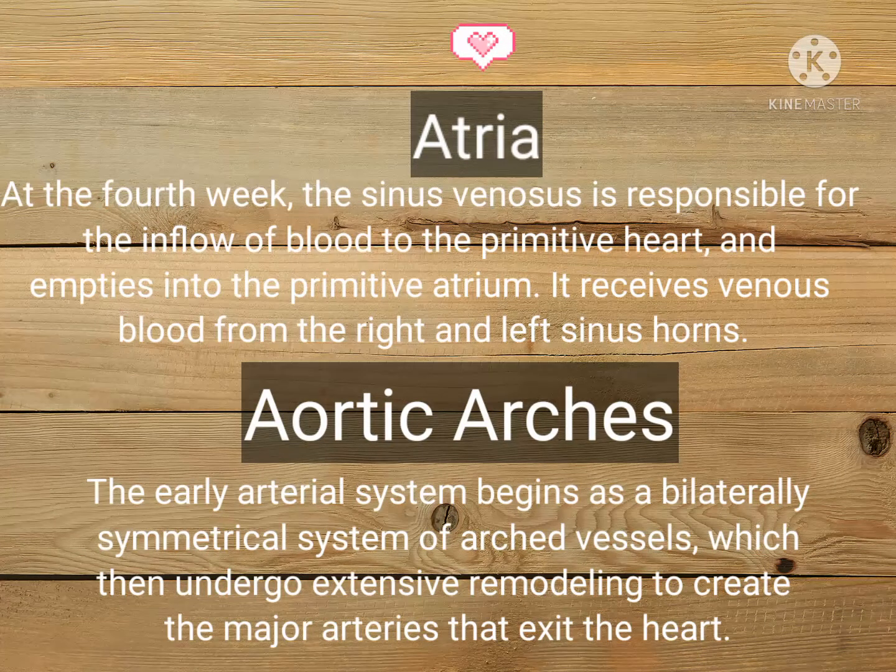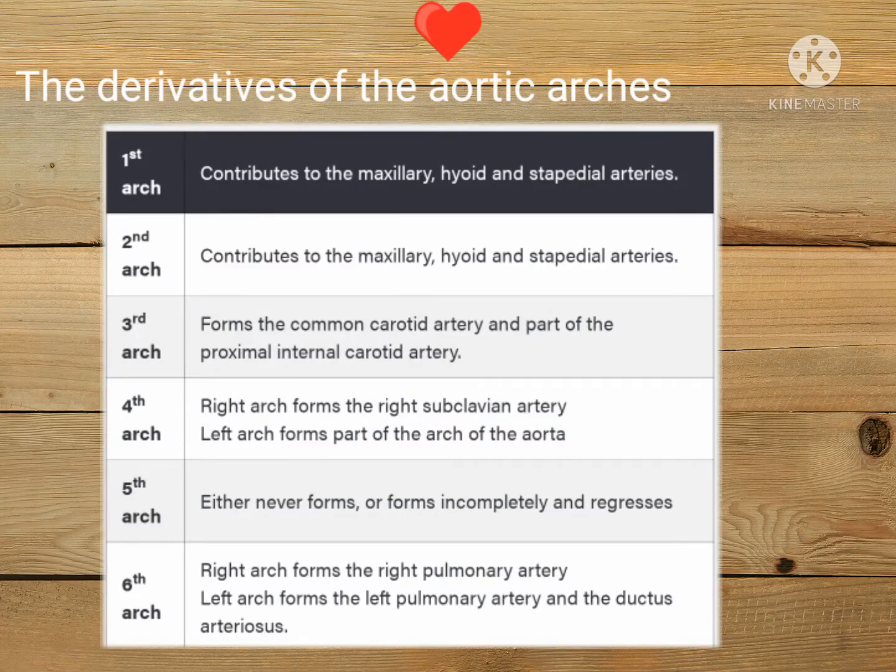Aortic arches. The early arterial system begins as a bilaterally symmetrical system of arched vessels, which then undergo extensive remodeling to create the major arteries that exit the heart. The derivatives of the aortic arches. First arch contributes to the maxillary, hyoid and stapedial arteries. Second arch contributes to the maxillary, hyoid and stapedial arteries.